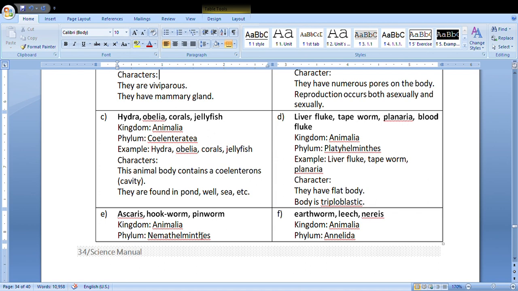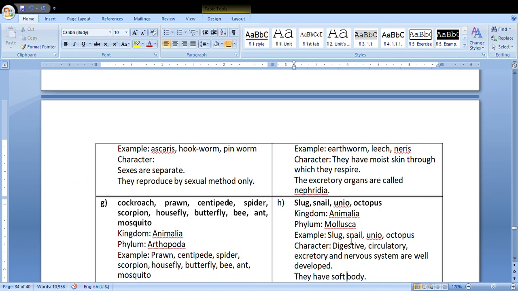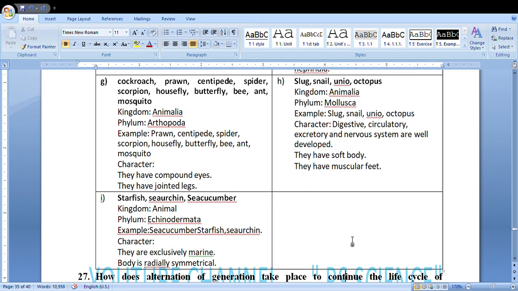Main features. Ascaris, Pinworm, all lie in Nemathelminthes. Kingdom Animalia, phylum Nemathelminthes. Earthworm, leech, Nereis: kingdom Animalia, phylum Annelida. Similarly, cockroach, prawn, these are all arthropods. Kingdom Animalia, phylum Arthropoda, class. Let's not discuss class, only phylum Arthropoda. They have compound eyes, jointed legs as features.